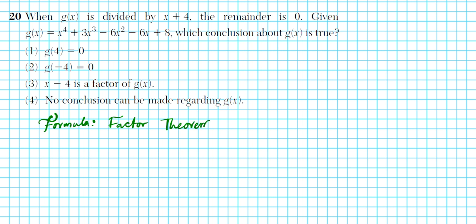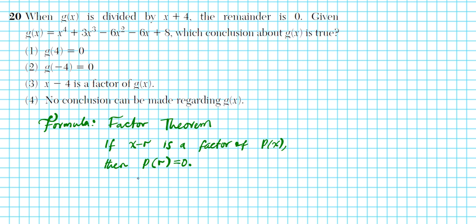It basically tells us that if x minus r is a factor of some polynomial, let's call it p of x, then when you input the zero of this factor, which is r, into the polynomial function, your answer is going to be 0. So let's apply this factor theorem to this scenario right here.